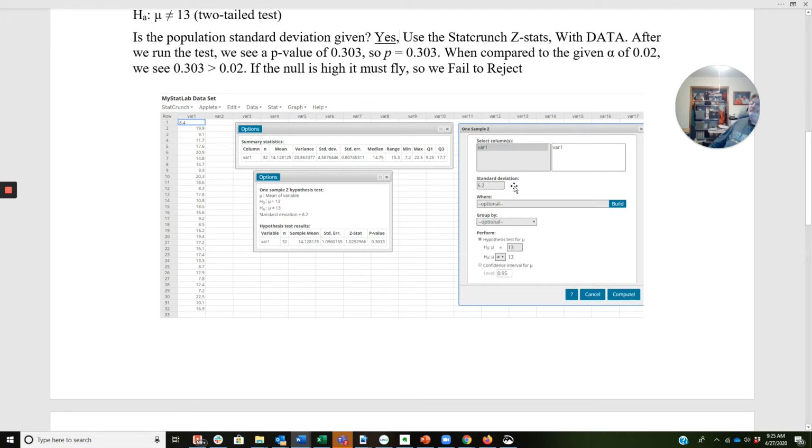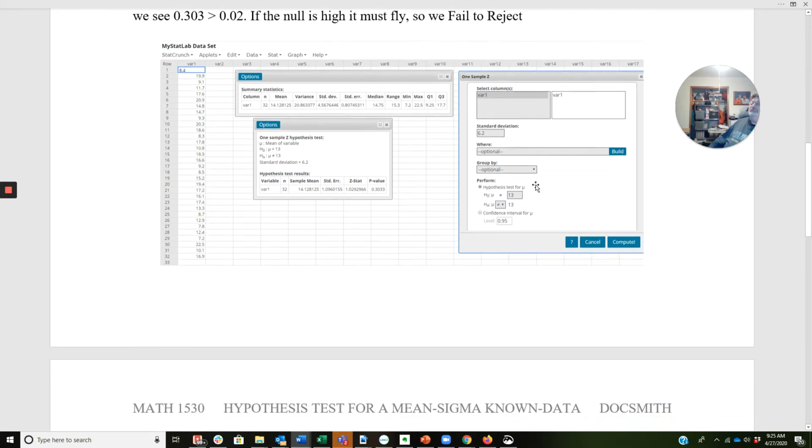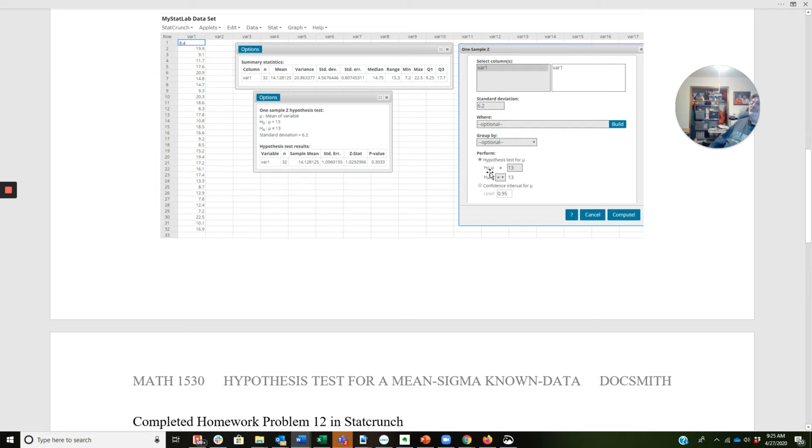Now, this is going to be frustrating because I'm sure if you've already tried it, you tried it without doing this and you got the wrong answer. And the reason I know this is because I made the same mistake the first time I used StatCrunch. So remember, the population standard deviation goes here. Now, I'm doing a hypothesis test for mu equal to 13, and the alternative hypothesis is not equal to 13.